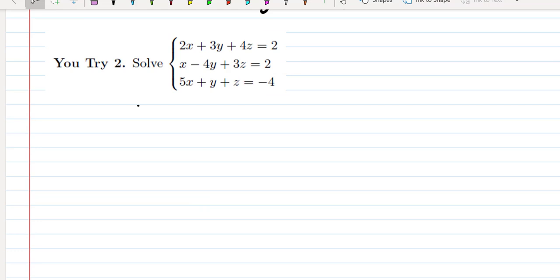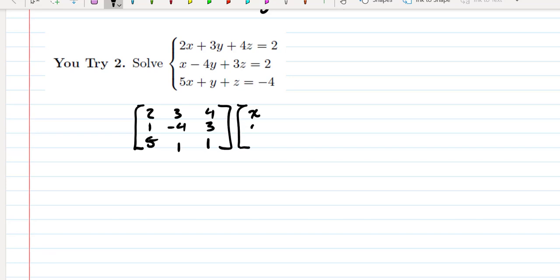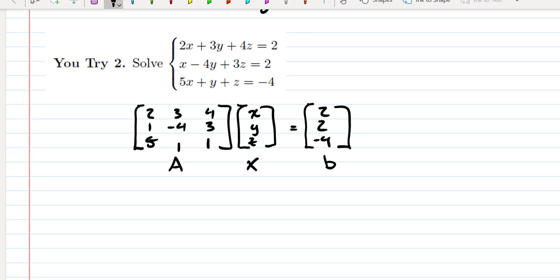So to resolve this, we write out our matrix. The first column is 2, 1, 5, then 3, -4, 1, then 4, 3, and 1. And we have our variable matrix this time, which is x, y, z, equal to 2, 2, -4. The two matrices I'm really concerned about are A and B.